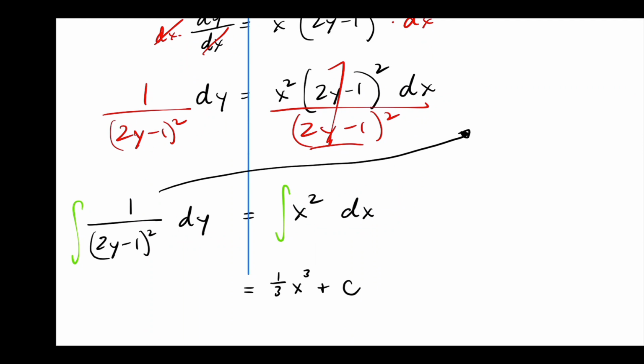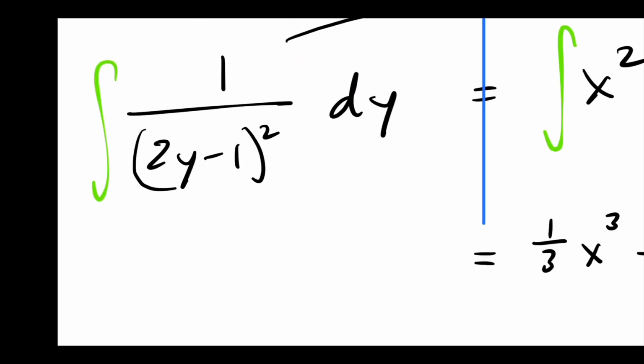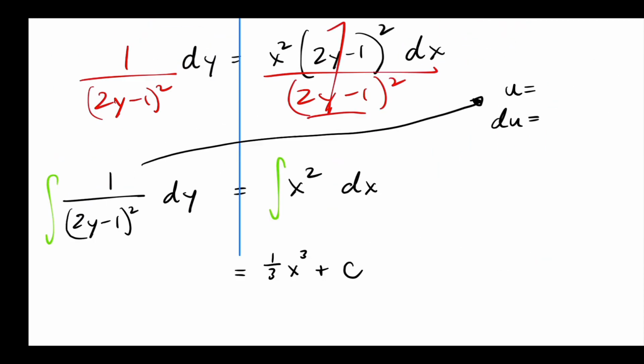Okay, so I'm over here. I'm going to have U and then du. Okay. So U equals 2y minus 1.